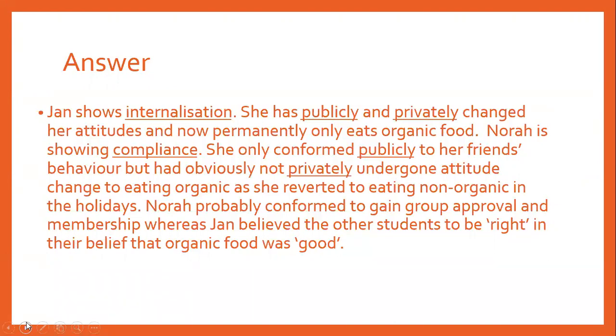Nora probably conformed to gain group approval and membership, whereas Jan believed the other students to be right in their belief that organic food was good. So here we've identified each type, we've briefly explained it, and then we've gone on to further explain how their behavior had changed. Good stuff. So that's us done the types of conformity.